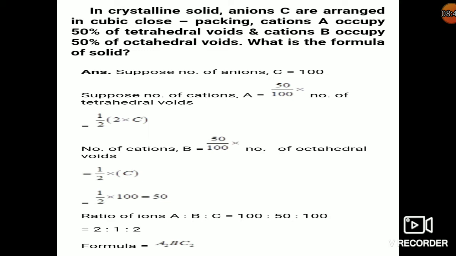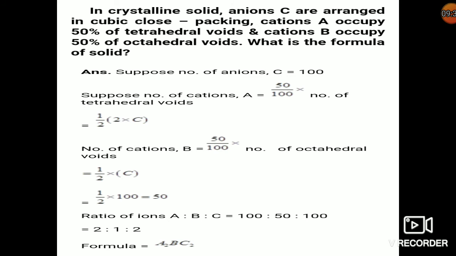We'll consider the number of anions C equal to 100 or X, anything of your choice. Let it be 100 here. Suppose the number of cations is A. They have said A is how much? A is 50% of the tetrahedral voids. So A is equal to 50 by 100 into the number of tetrahedral voids. Now the number of tetrahedral voids is always twice the number of atoms present in the lattice, and the lattice is always occupied by anions. So it is coming out as 50 by 100, that is half, half into 2 into C.